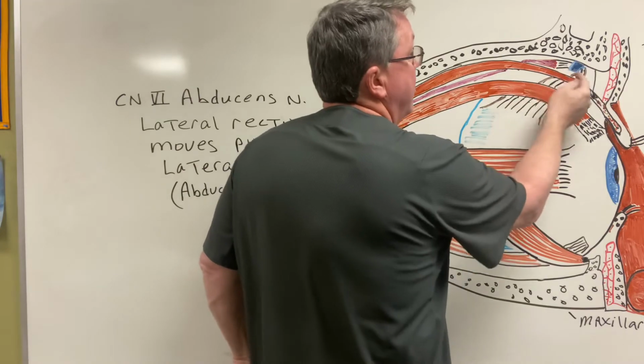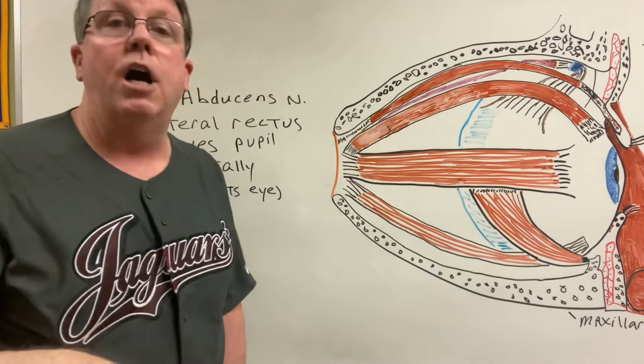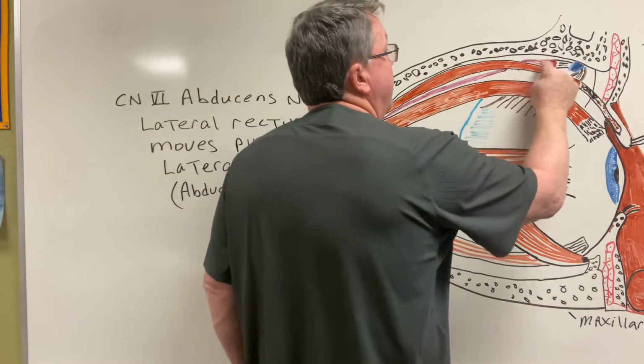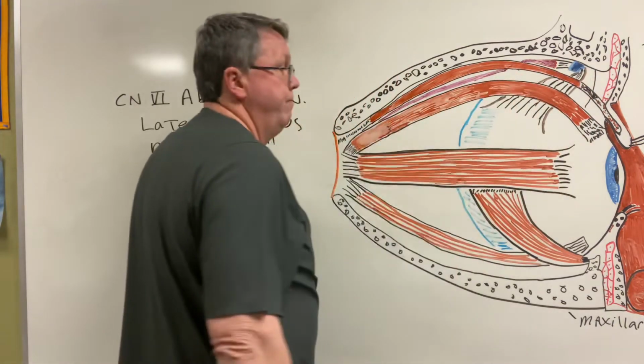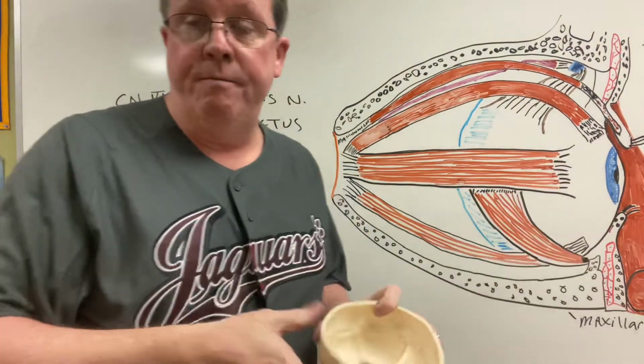It comes up like this, goes around that hook, and then comes back, and it actually attaches onto the sphenoid bone. So again, this purple part right here is my superior oblique. That's right there. Okay? Let's take a look at now where these are situated.